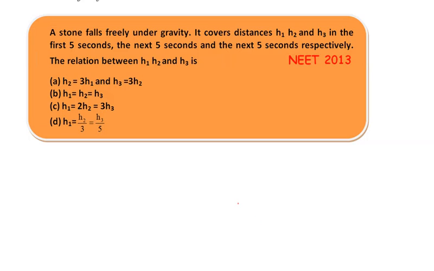Today we have one previous year question that was asked in NEET 2013. It is related to free fall condition. In free fall, V naught equals 0 and a equals g, right? Now a stone which falls under gravity covers distances h1, h2 and h3 in the first 5 seconds, next 5 seconds and next 5 seconds. Then what is the relation between h1, h2 and h3?